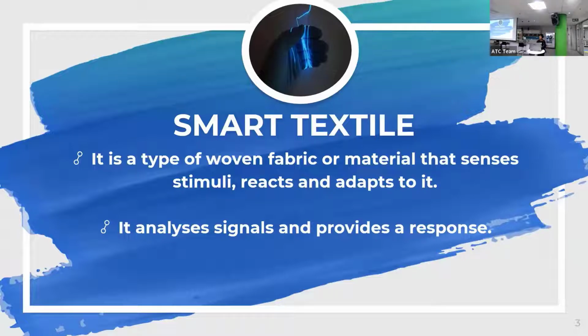So moving on, what exactly is a smart textile? A smart textile is a type of fabric that is made to sense conditions in the environment. It is able to react to them and adapt to them. So it is able to receive the signals from the environment, and when it receives the signals, it is able to respond to them intelligently. The response can be in the form of a change of state, which can be thermal, chemical, mechanical, or electrical.